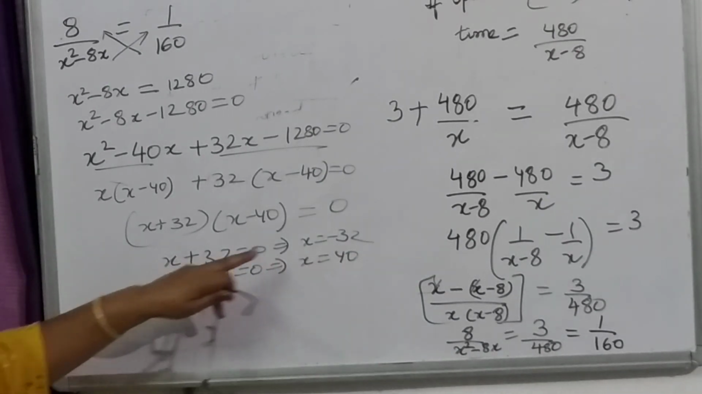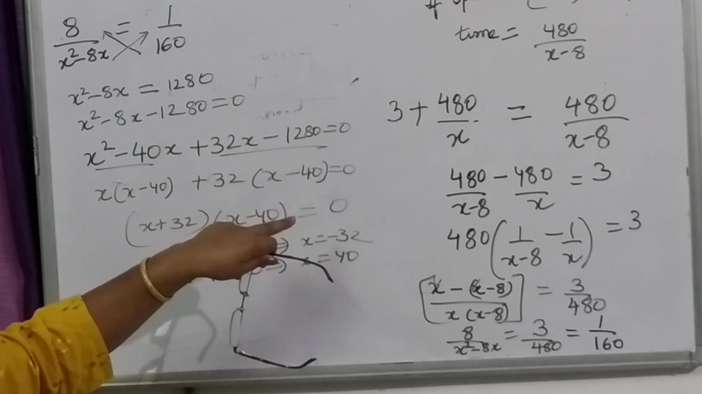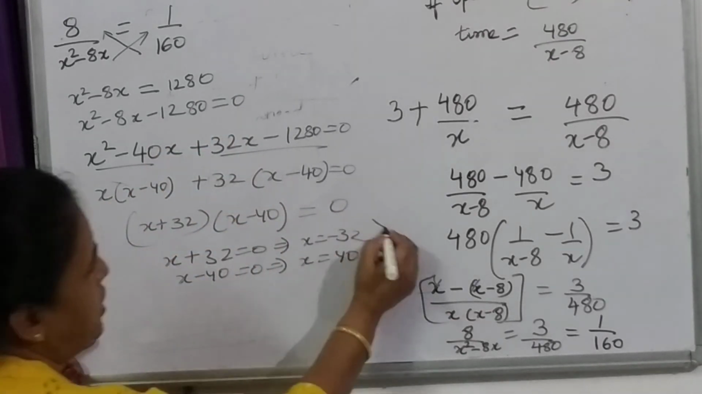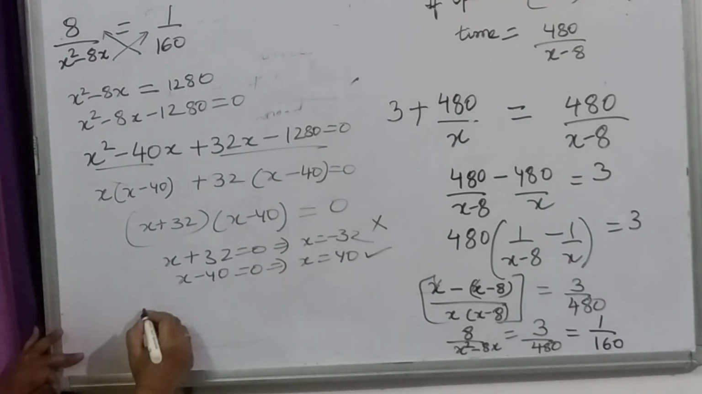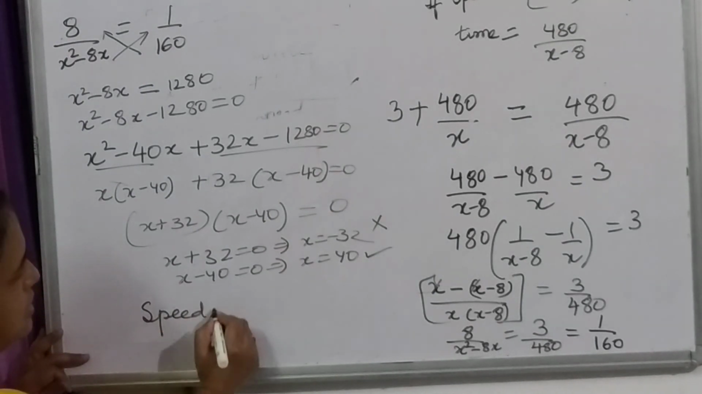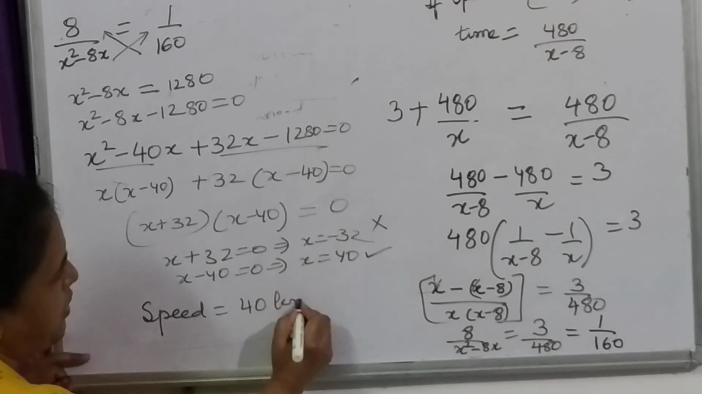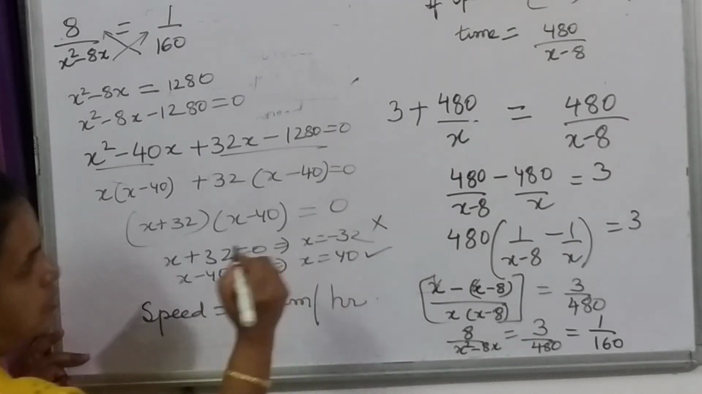Now you cannot get your speed as a negative value. So I'm going to reject this and accept this. So I will say that the uniform speed of the train is 40 kilometers per hour. That's it.